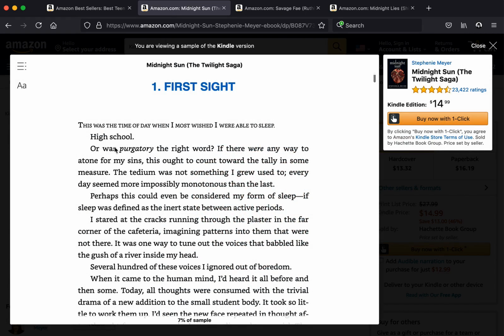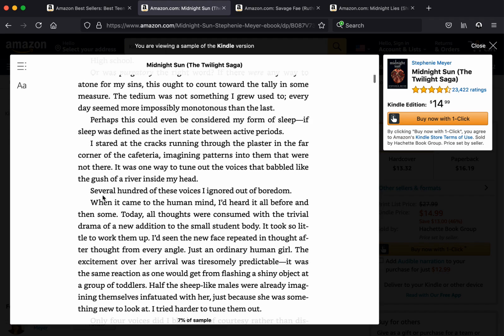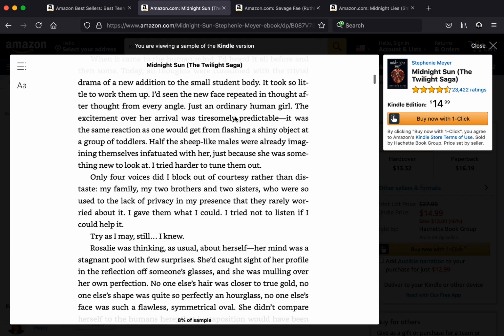Midnight Sun, high school, or was purgatory the right word? If there were any way to atone for my sins, this ought to count for a battalion in some measure. I stared at the cracks running through the plaster in the far corner of the cafeteria. Voices I ignored out of boredom. Really nice guy, this Edward Cullen. Just really, really a mensch. Ugh.